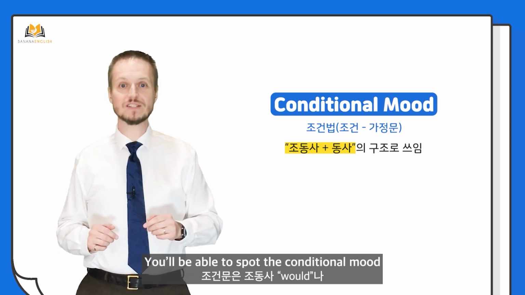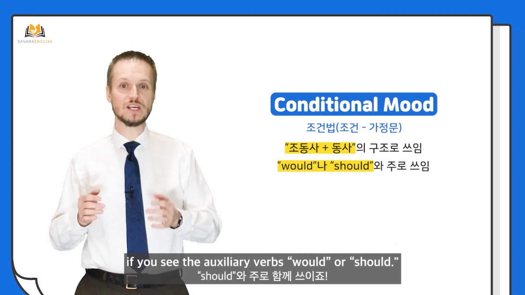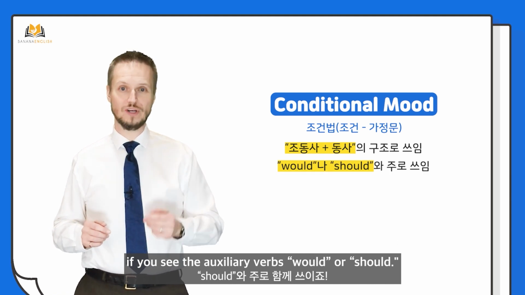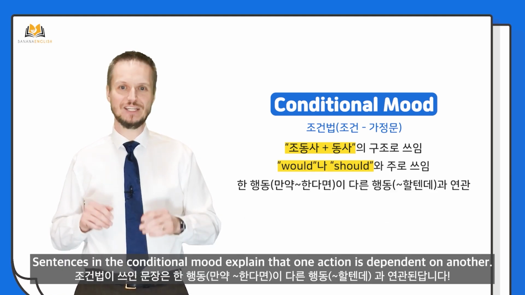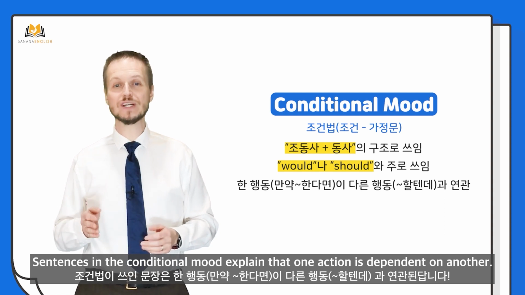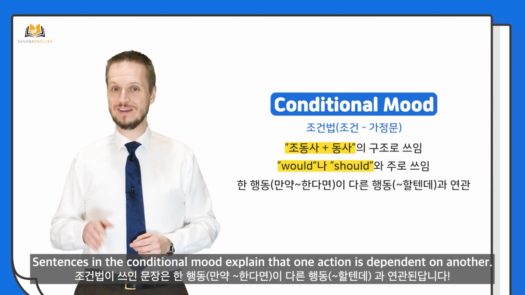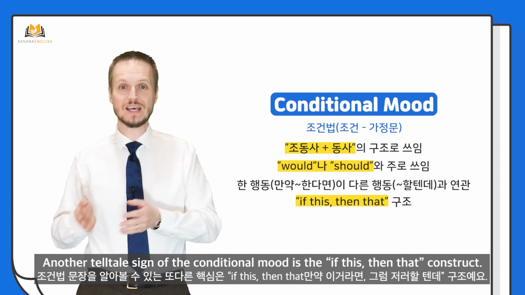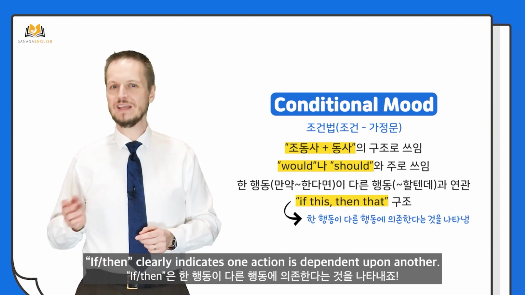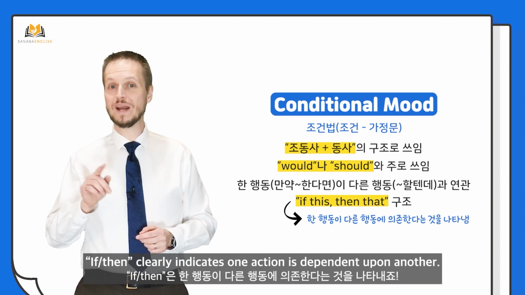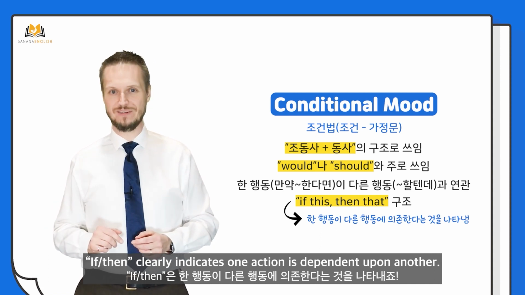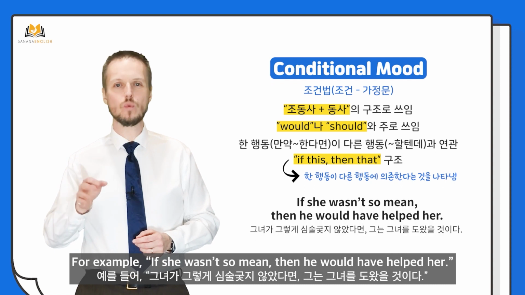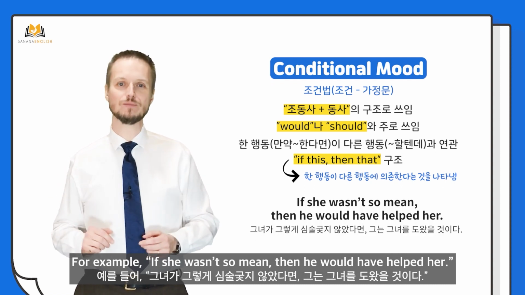You'll be able to spot the conditional mood if you see the auxiliary verbs would or should. Sentences in the conditional mood explain that one action is dependent on another. Another telltale sign of the conditional mood is the if this, then that construct. If-then clearly indicates one action is dependent upon another. For example, if she wasn't so mean, then he would have helped her.